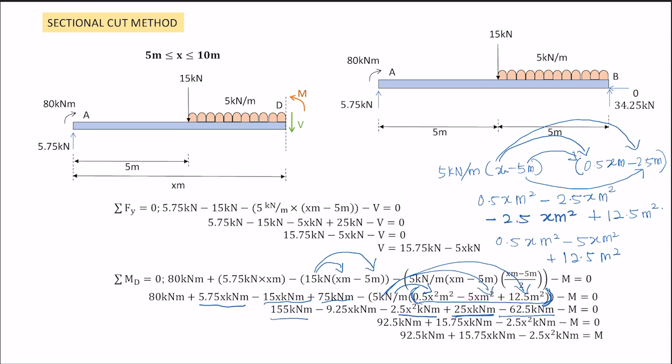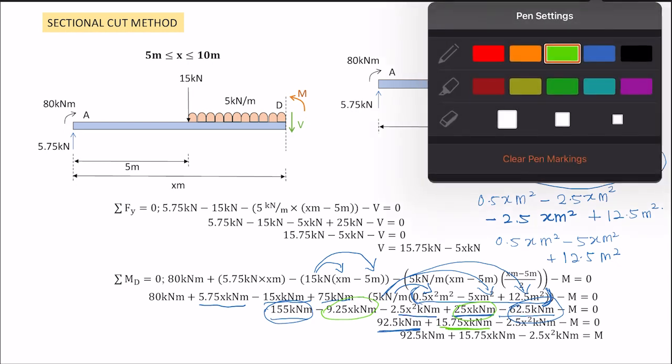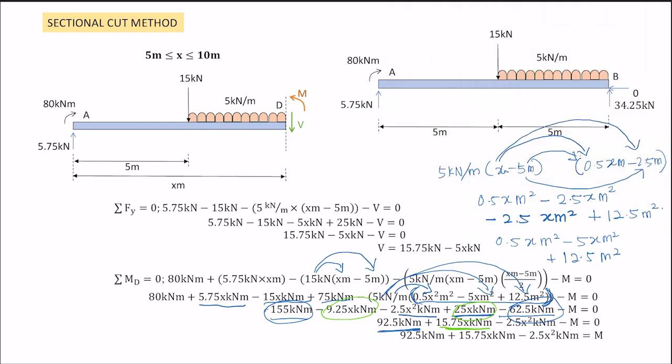So this one has no x, and this one also has no x. So 155 minus 62.5 gives 92.5. For the terms that have x, we group those with x. This one has x with power 1 only, and this one is the same. So negative 9.25x kilonewton meter plus 25x kilonewton meter. And another one, only one left, negative 12.5x kilonewton meter.